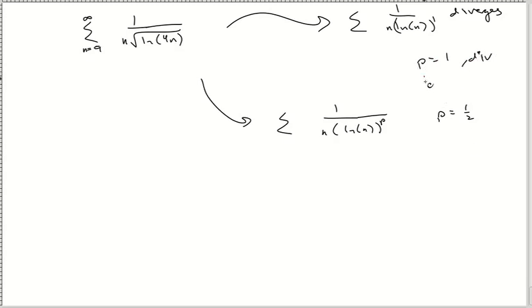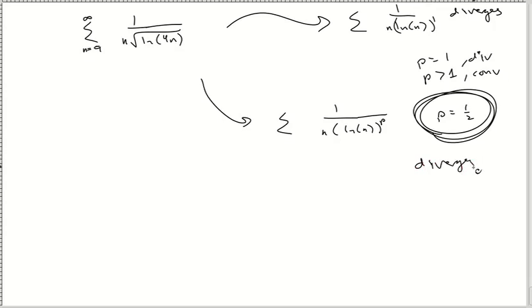It feels like p greater than 1 is going to converge because it makes the bottom bigger. So what we have in our particular case is a half. That's less than 1, so in this case, I'm going to say it diverges, because the square root of ln n is much less than ln n.